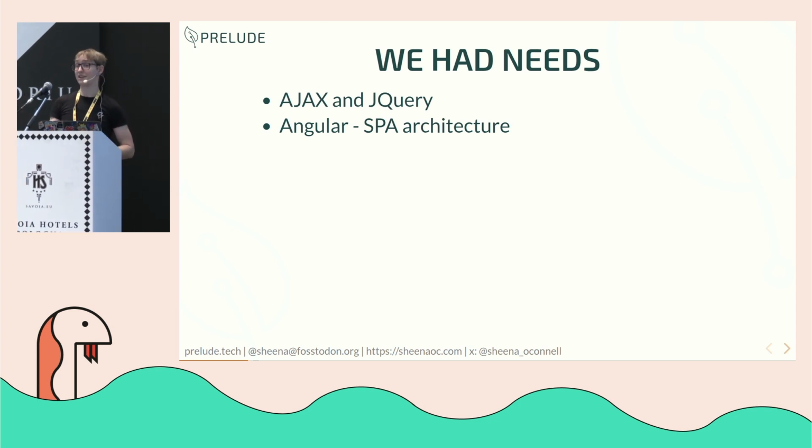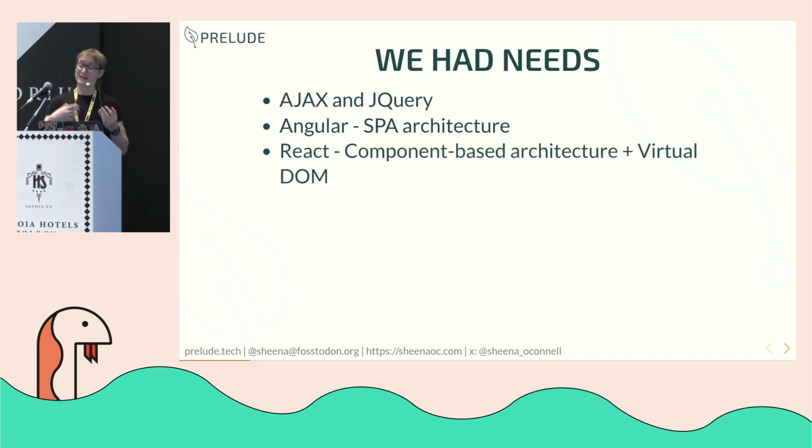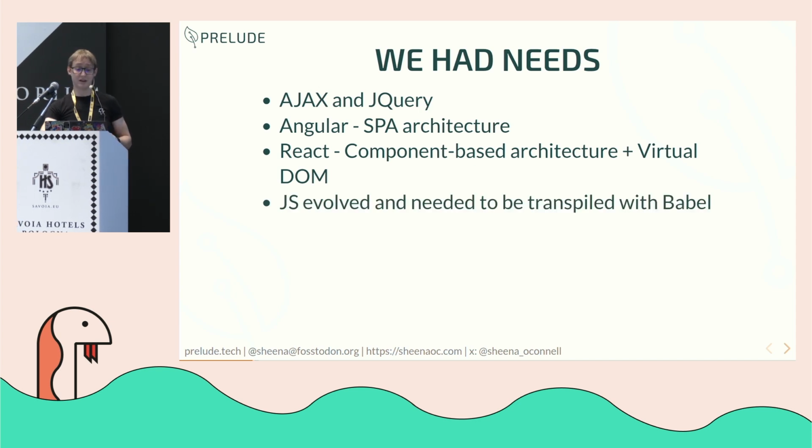So things like Angular became a thing. Single-page applications became very, very popular. But we needed to scale things in different ways. We needed reusable components. React became very popular because of that. We needed more efficient ways to render different parts of the DOM without doing it immediately, like render it in RAM and then render it on the screen. So the virtual DOM became a thing.